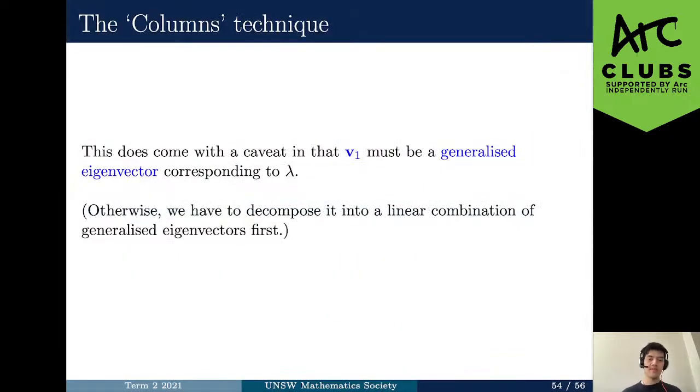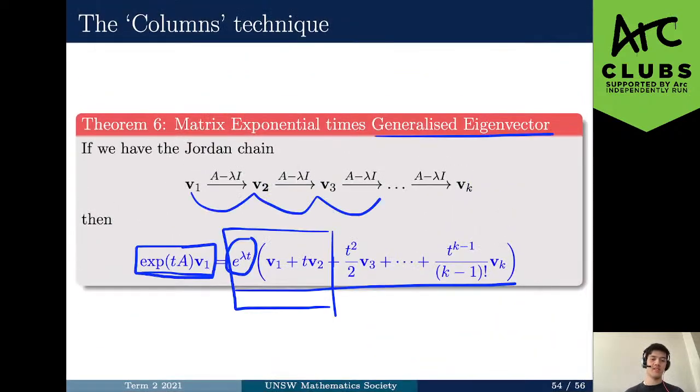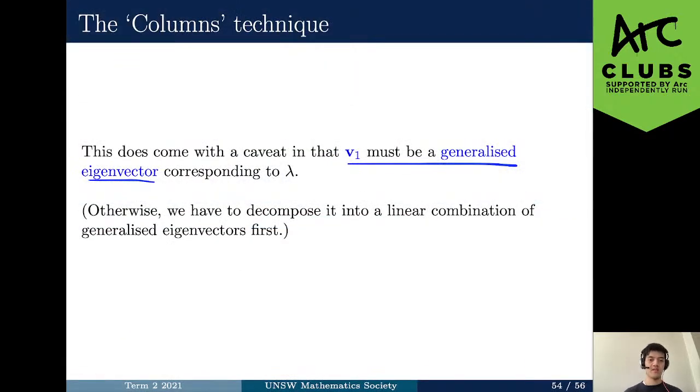The problem is that V1 does have to be a generalized eigenvector. If it's not, you'll need to write it as a linear combination of generalized eigenvectors, which should always be possible because we said that generalized eigenvectors always span the whole space. So it's possible, it's just a bit tedious.